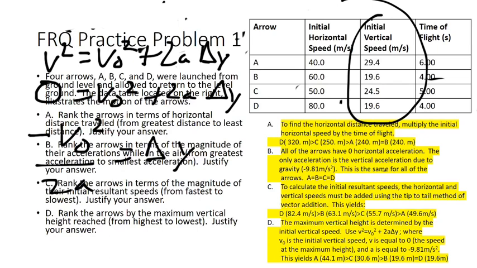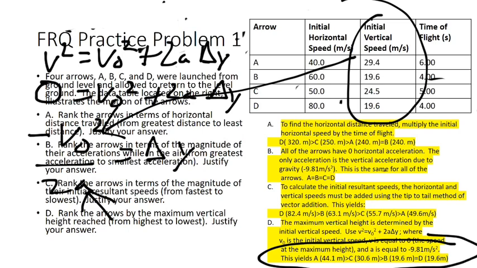And we end up with this. Now if we plug in these initial velocities and plug in negative 9.81 for our acceleration, the maximum vertical heights that we get for each of the arrows is given down at the bottom. So arrow A goes the highest, 44.1 meters, greater than C, 30.6. B and D go the same height, which is about 19.6 meters apiece. All right, that's it for FRQ practice problem number 1.